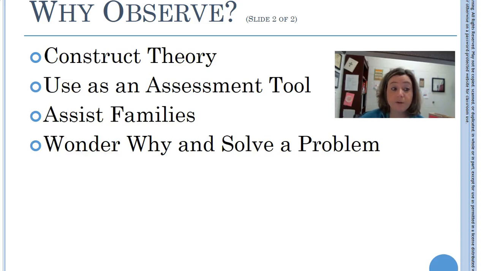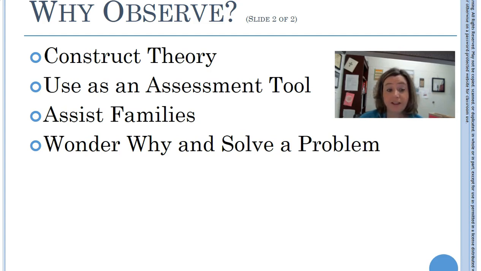Another reason that we observe is to construct our own theory. We've talked about the importance of having an individual theory when you are a teacher in the classroom, and so observations are going to inform your theory. Just like when we talked about the different theorists like Vygotsky and Piaget, and then even getting into more current ones like Maslow and Howard Gardner, we had the discussions where you said, well, I believe this because I've seen it work or I've experienced it myself. So that's where observations can also come in handy.